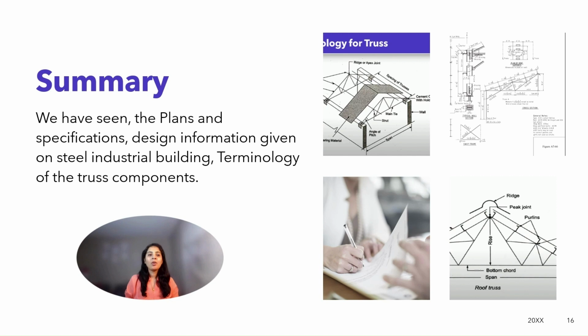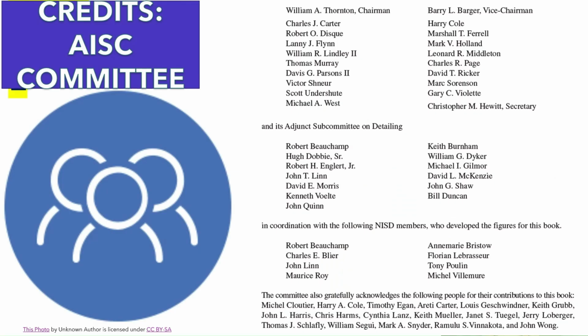Summary: we have seen the plans and specifications, design information given on a steel industrial building, and terminology of the truss components. For the content in the video, all credits are given to the AISC committee who prepared the manual, Detailing for Steel Construction. I am grateful to them.